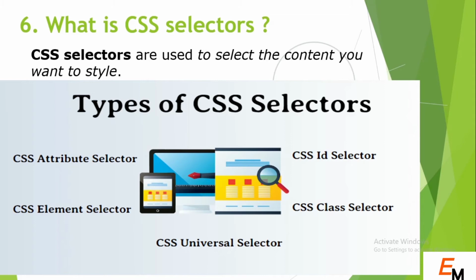So the sixth question is, what are CSS selectors? CSS selectors are used to select the content you want to style. Normally there are four types of CSS selector: CSS attribute selector, CSS ID selector, CSS element selector, and the fourth one is the CSS class selector. So let's see the practical of all of these.